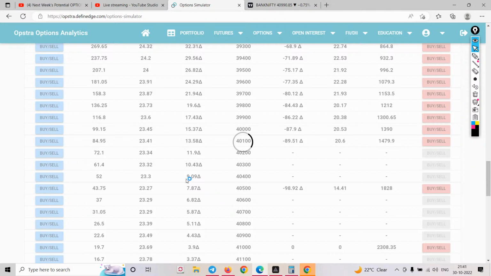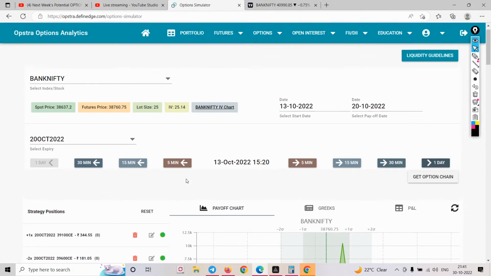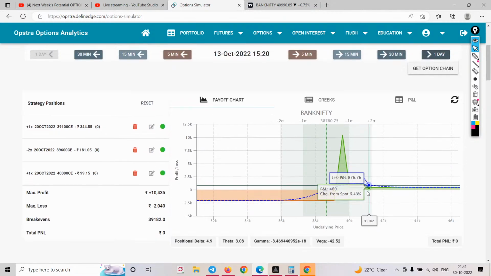What will happen if I buy this? Let's see whether Srinivas was right or not. Absolutely was. This is what will happen. So now my upside is safe.